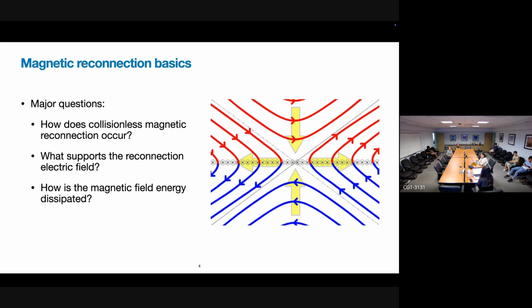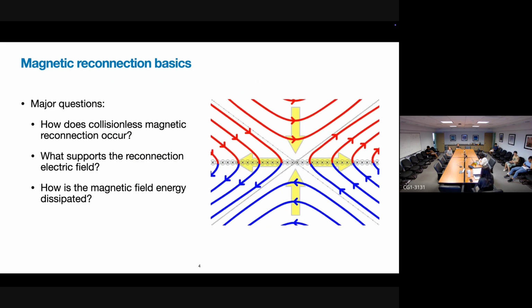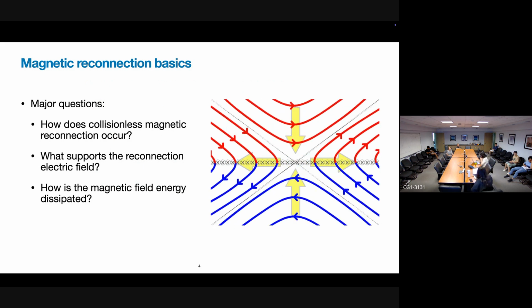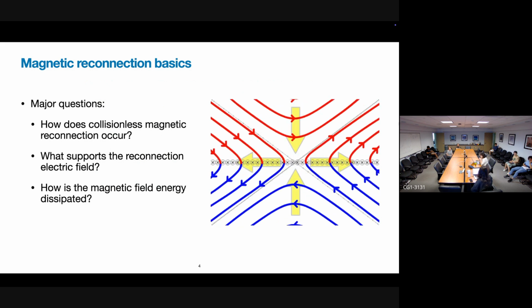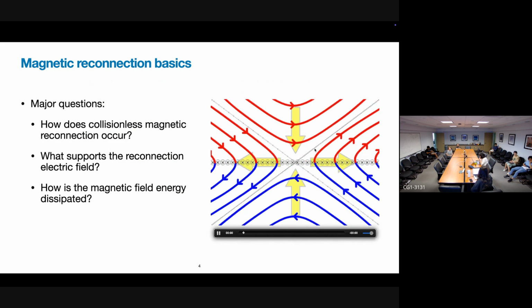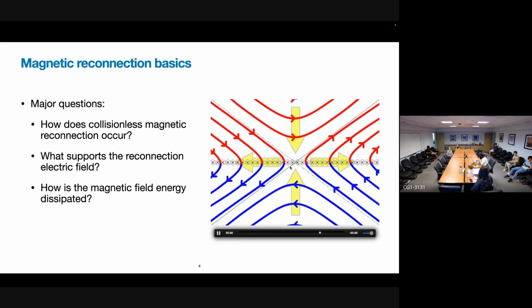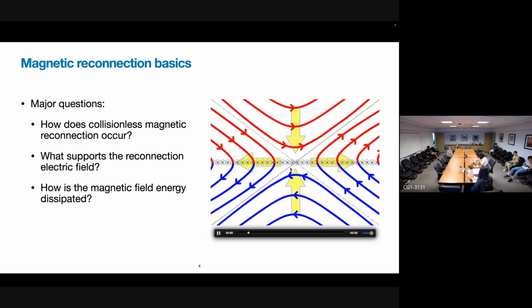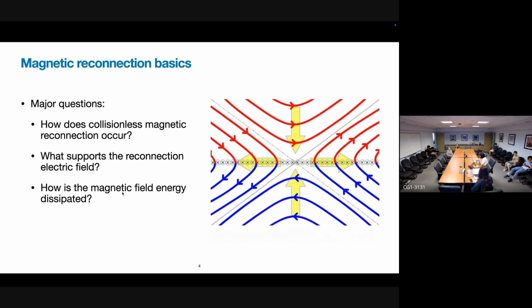Some major questions we care about in reconnection are, first of all, how does collisionless magnetic reconnection occur, and what keeps the reconnection going? Specifically, what supports the reconnection electric field? The electric field points into the current sheet and supports the plasma continuing to come in and go out. And the third main question is, how is the magnetic field energy dissipated in this process?